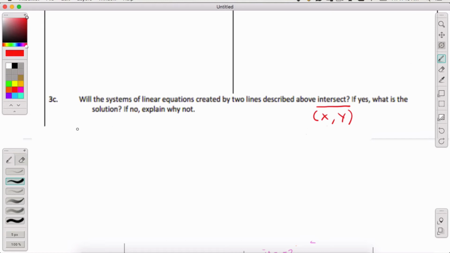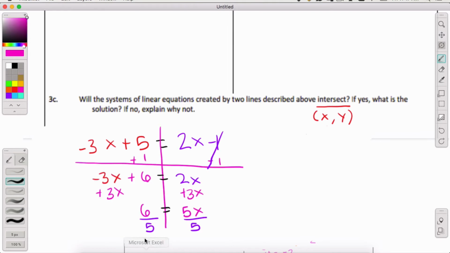So I'm going to set -3x + 5, the equation from 3a, equal to the equation from 3b, 2x - 1. And then I'm going to solve for my x and then plug that in to solve for my y. So x equals 6/5. All right, so we're going to take that and plug it into one of the equations that we have created from 3a or 3b and then solve for y.